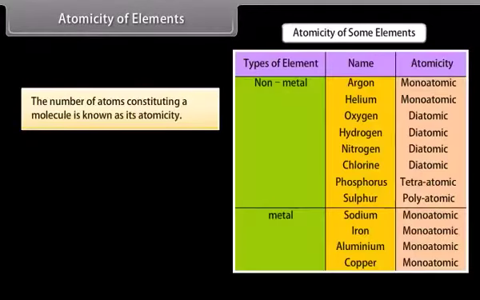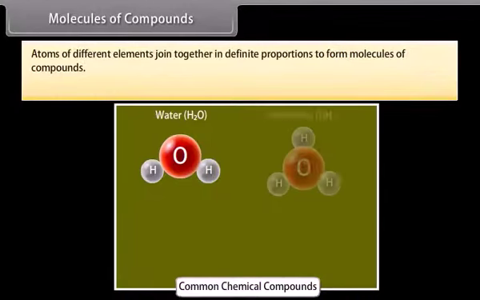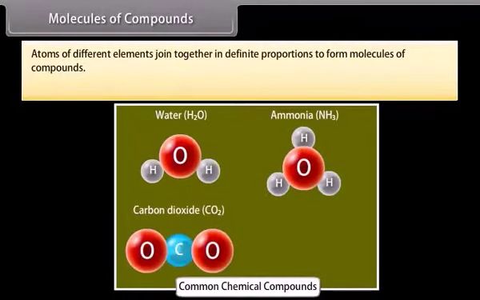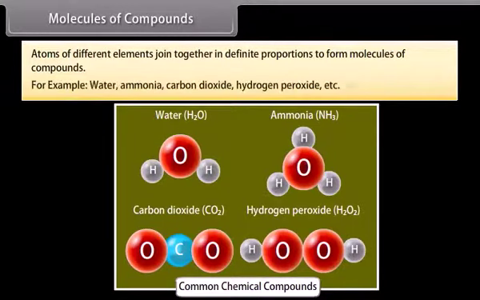Atomicity of elements. The number of atoms constituting a molecule is known as its atomicity. Let us look at the atomicity of some elements. Molecules of compounds. Atoms of different elements join together in definite proportions to form molecules of compounds. For example, water, ammonia, carbon dioxide, hydrogen peroxide, etc.